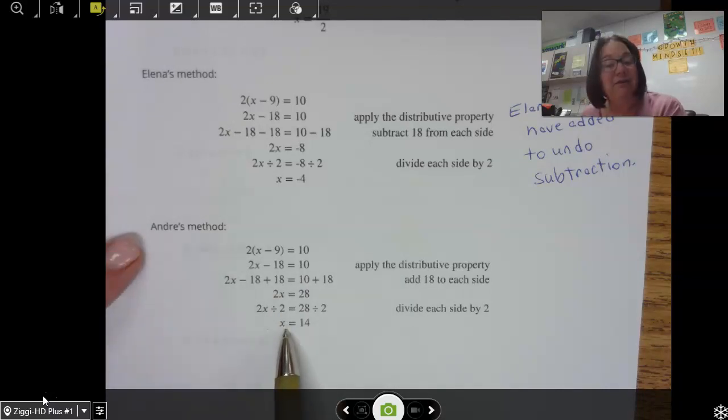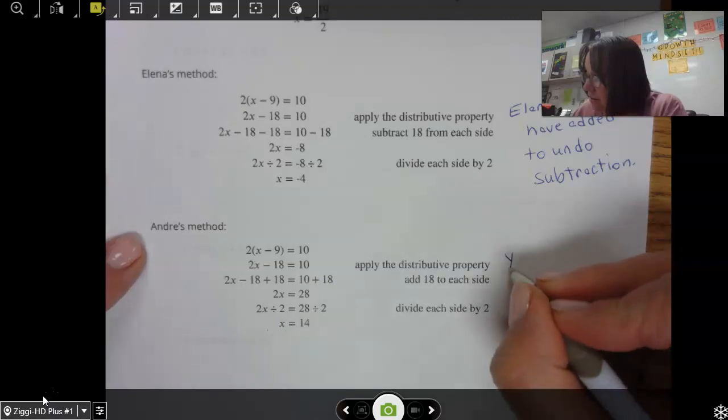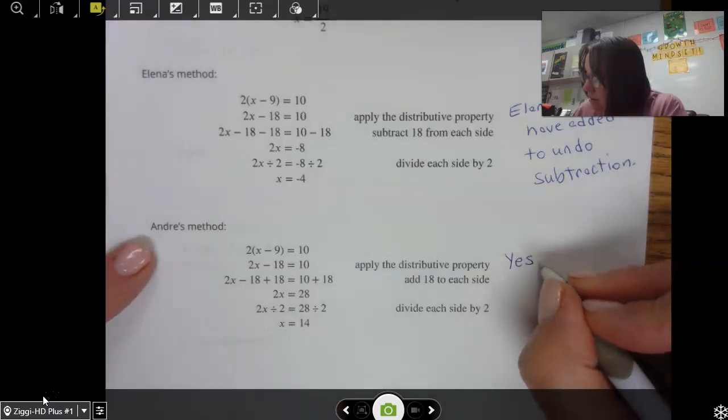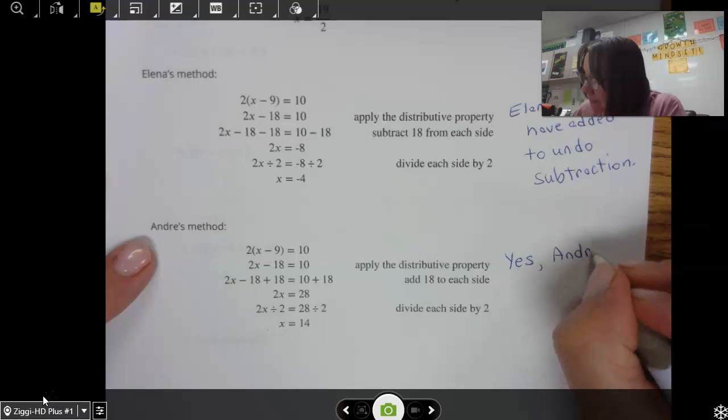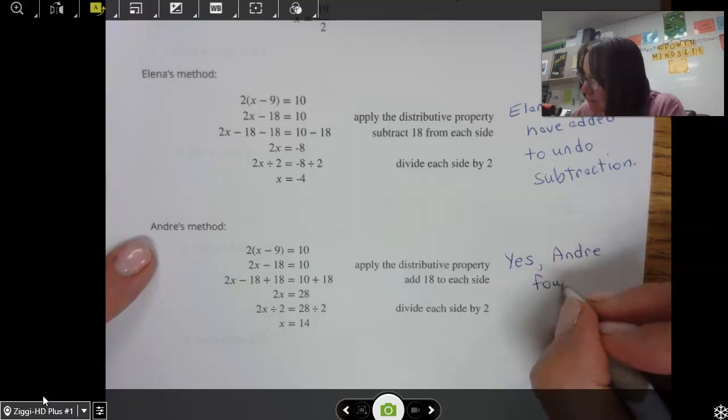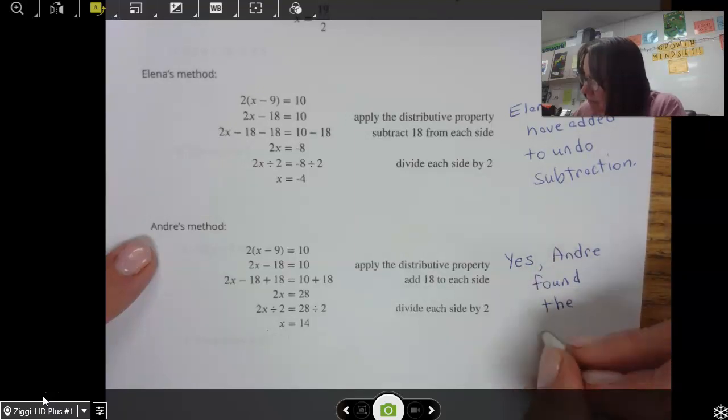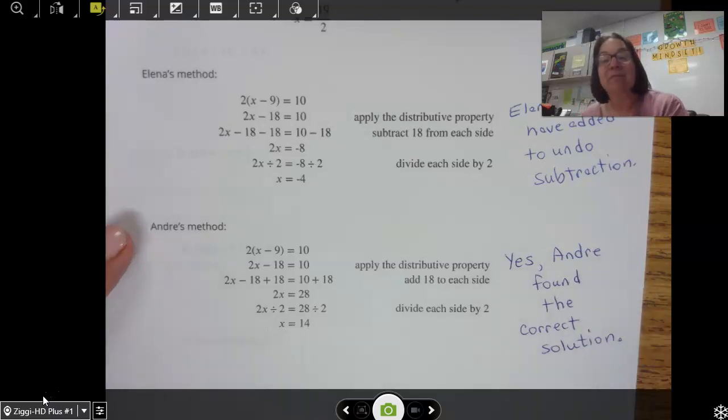Looks like Andre did everything right, but let's check that answer and see. We're going to put 14 inside for x. 14 take away 9 is 5. And 2 times 5 is 10. So yes, Andre found the correct solution.